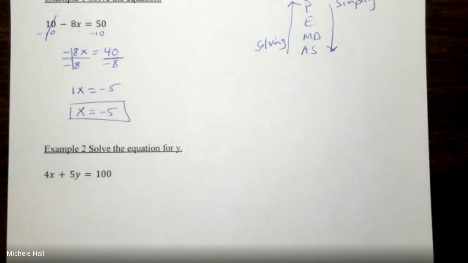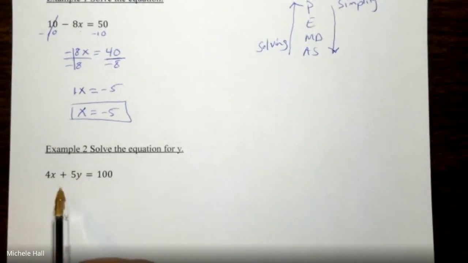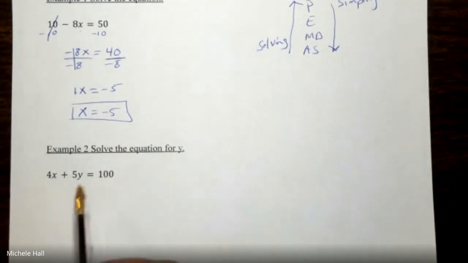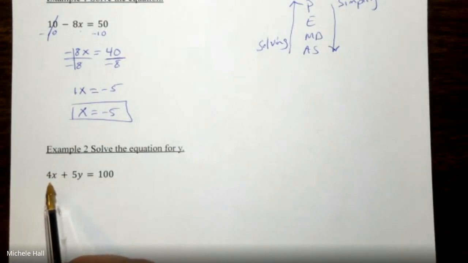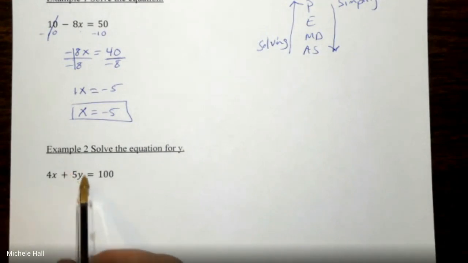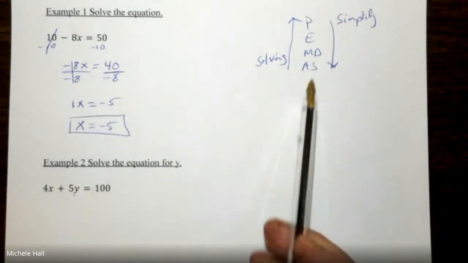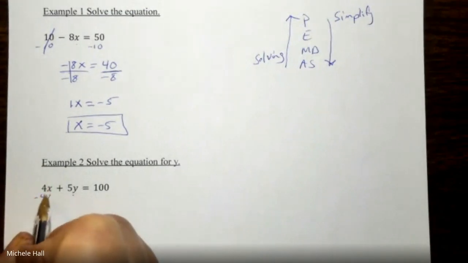Example 2, we need to solve for y. We have 2 variables in this equation, and they want us to specifically solve for a variable. So what's being done to this y? It's being multiplied by 5, and it's being added by 4x. It's the same as the problem that we did up above, except we're just trying to solve for y. We want to get y by itself. Again, I need to start by undoing any adding and subtracting. I need to subtract 4x from both sides of the equation.